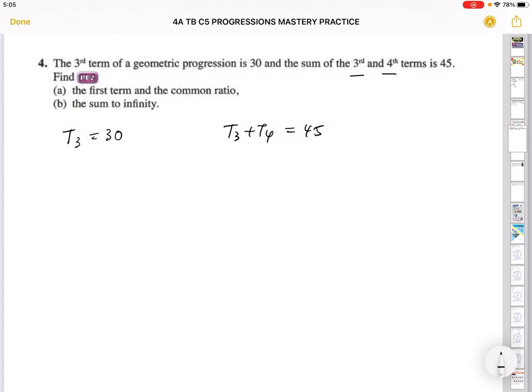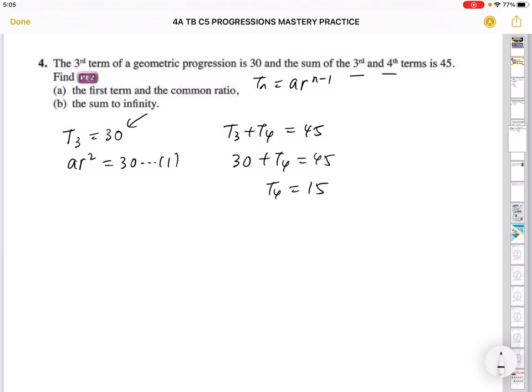Now remember, Tn for geometric progression is ar to the n minus 1. So the first one will be ar. Your n is 3, 3 minus 1 is 2. This will be my equation number 1. Now, I know a lot of people tend to sub the formula inside. Again, if this is 30, maybe we can just put 30 inside. I know my T3 is 30. Just sub inside here. And take 45 minus 30, we get 15. T4 is just ar to the n minus 1, which is 3.